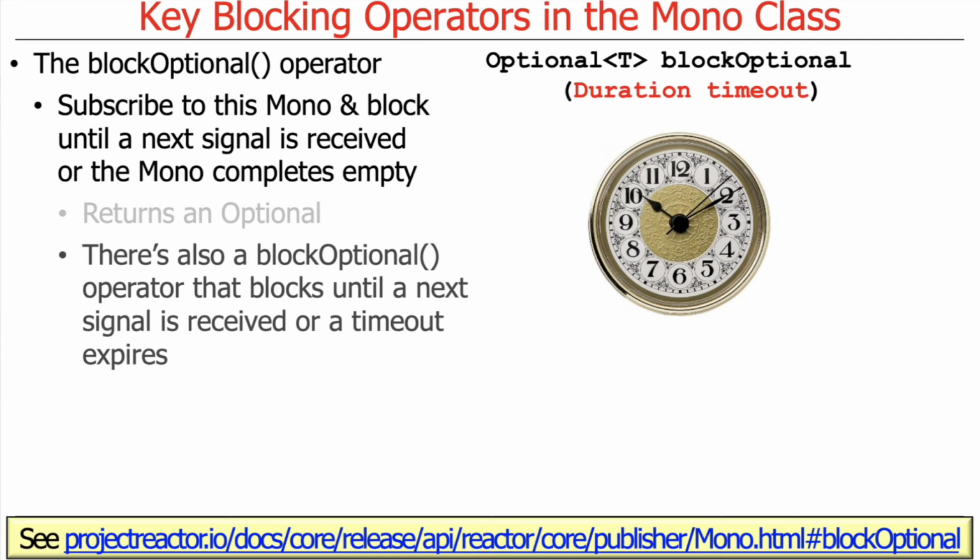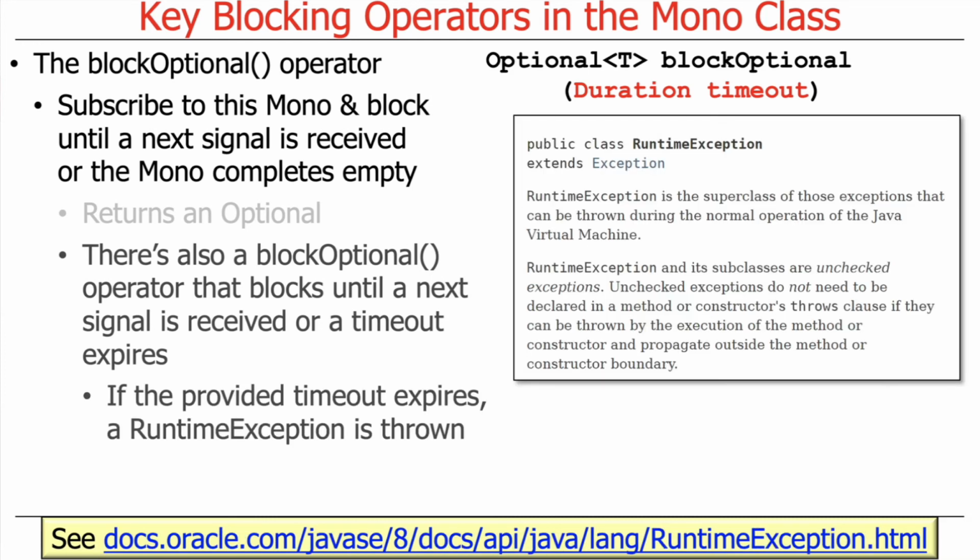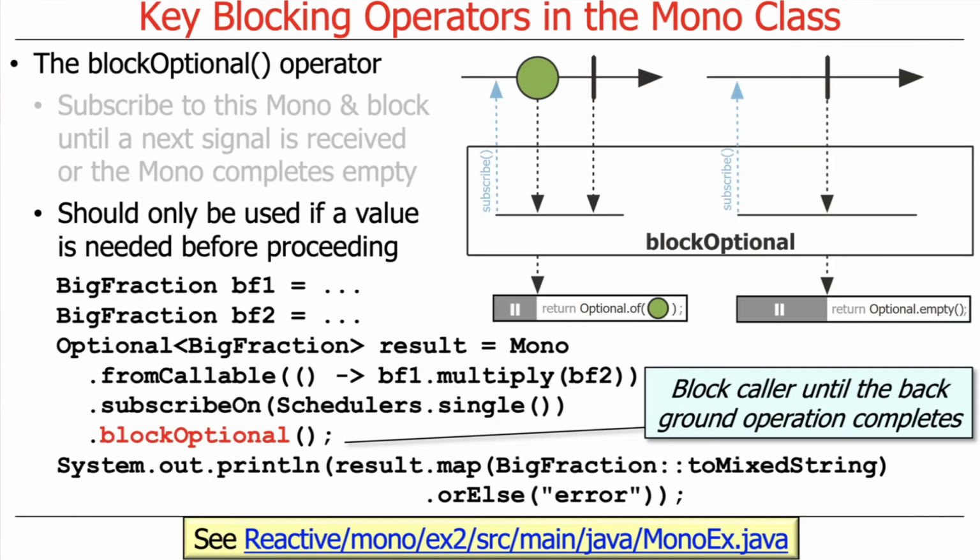There's also a timed blockOptional that will block until you get the signal or until a timeout expires. And once again, if the timeout expires, a runtime exception is thrown. So here's an example of using blockOptional. This is kind of fun. It's very similar to what we saw before.